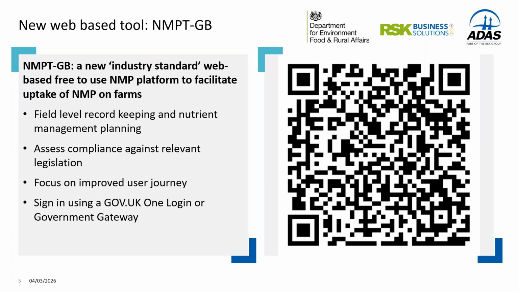Sign in is using a .gov government gateway ID or One Login. If you've got an existing government gateway ID, you can use that to sign in. Alternatively, you can create a new government gateway ID or One Login. And as you go into the tool and go to start using it, when you go to log in, there is guidance on the pages on how to set those up.